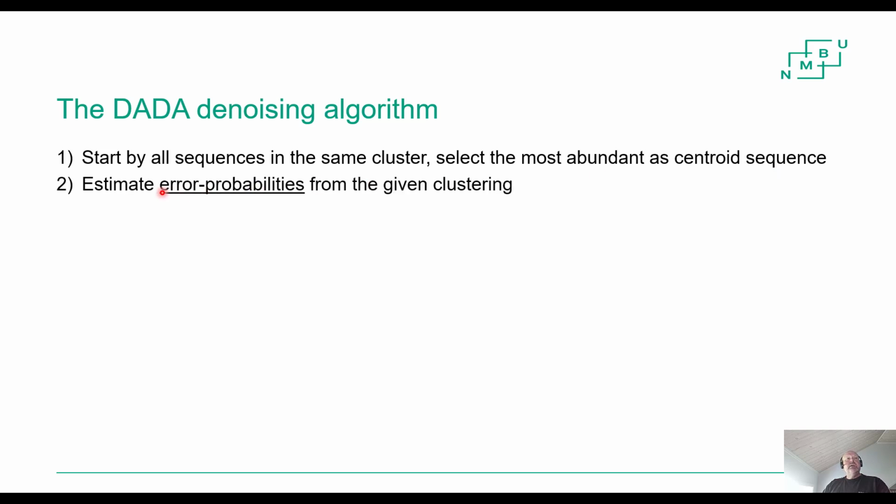Then we estimate error probabilities from that given clustering, and we will not dig into how this is done here now, but we have to compare sequences and so on, right? To see how often the different errors, or variabilities, occur. And from these error probabilities, we can compute what we call an abundance p-value for each unique read, and that we will see shortly.